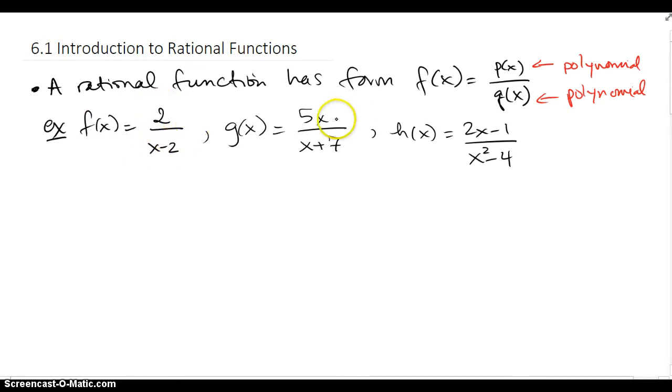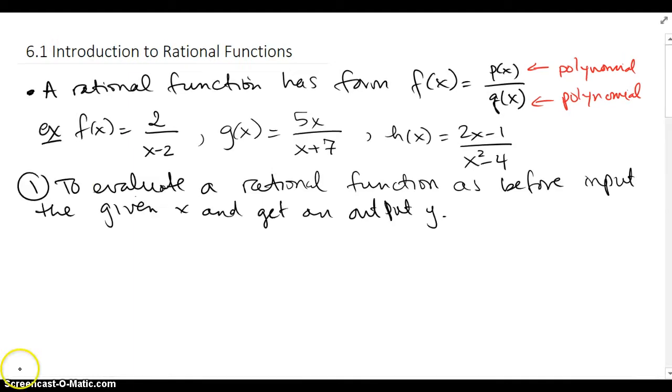Monomial over binomial. g of x is another example, monomial over binomial. Or we have h of x, another one, binomial over binomial. I could have a binomial over a trinomial. It doesn't matter what type of polynomial it is. As long as you're looking at a quotient of the two, you're going to get a rational function.